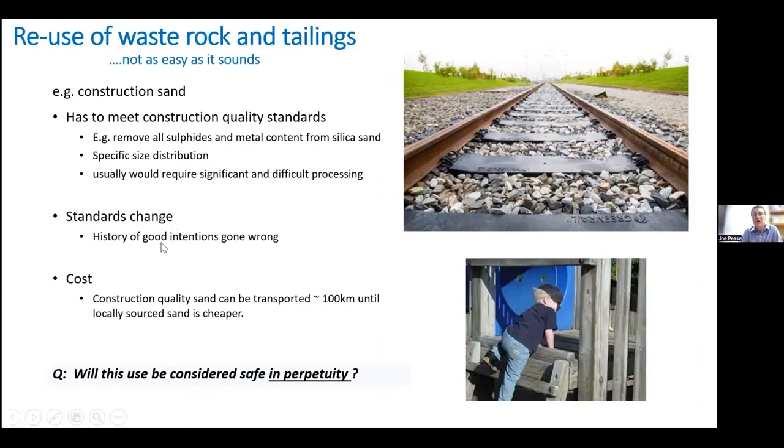There's also the issue of, over time, standards change. There have been times in the past where a product was thought to be safe, or was safe at the time, used on railway tracks, used in kids' playgrounds, only to find out in 50 or 100 years' time the standards have changed and the metal content in those deposits is no longer acceptable and they have to be removed at significant cost. So the question that a company must consider is not is that other use of the material safe now, but will it be considered safe in perpetuity? Otherwise, we have an unknown risk in the future.